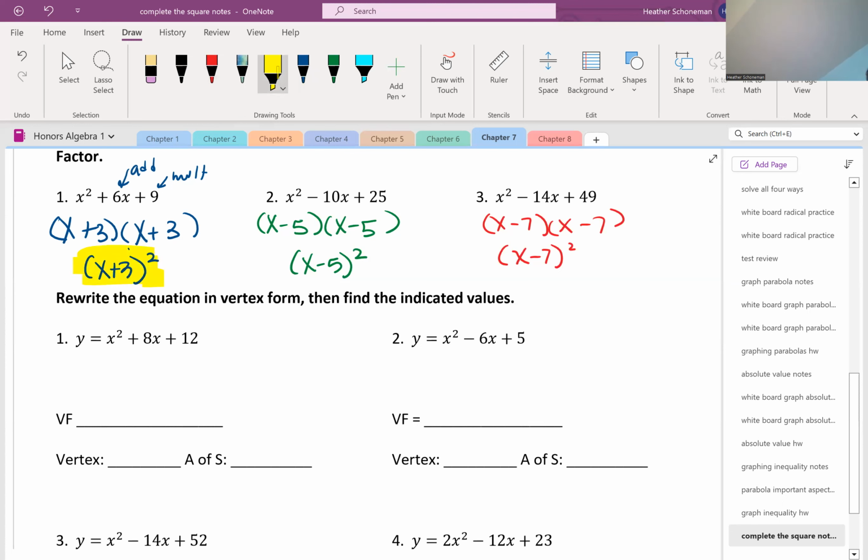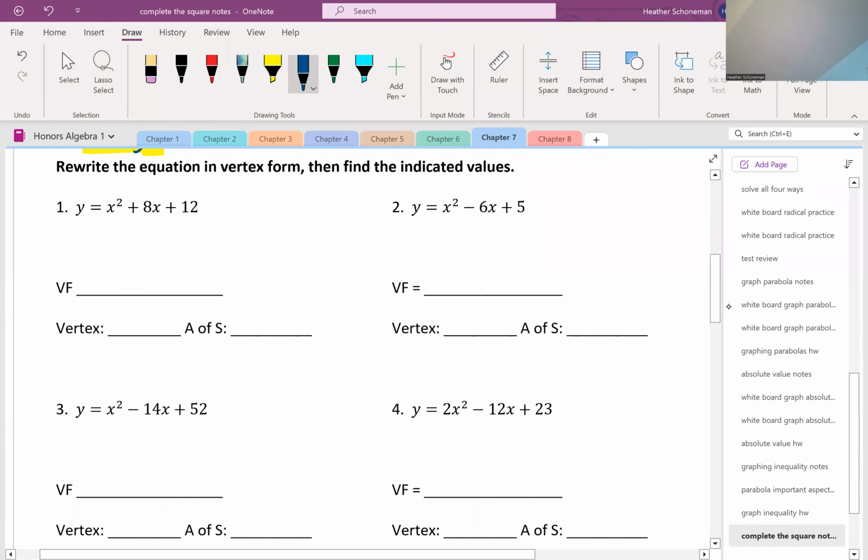The reason that is helpful is that it is part of the vertex form of a parabola. Now, the other thing is when we are factoring these, half of -10 is -5. Half of -14 is -7. Half of +6 is +3. They're very easy to factor. And so if we can create these, then we can factor them easily and rewrite our equations. So this is called completing the square.